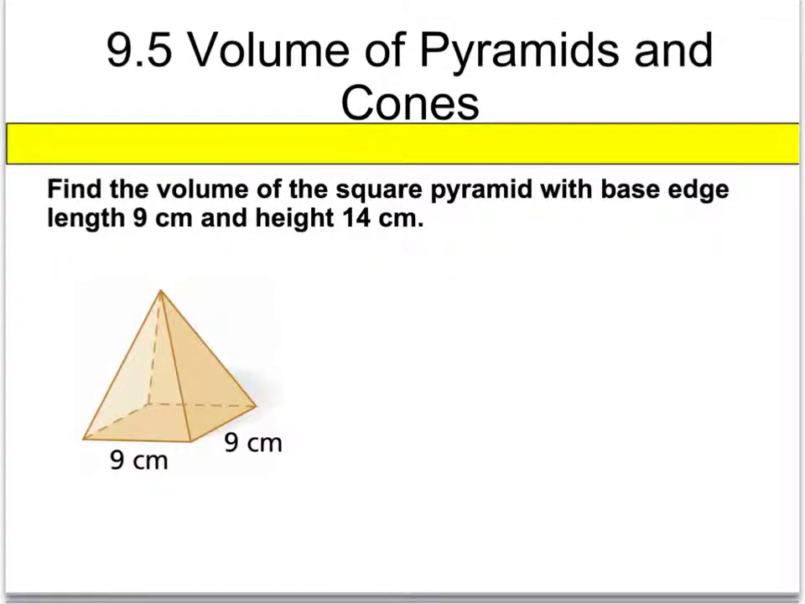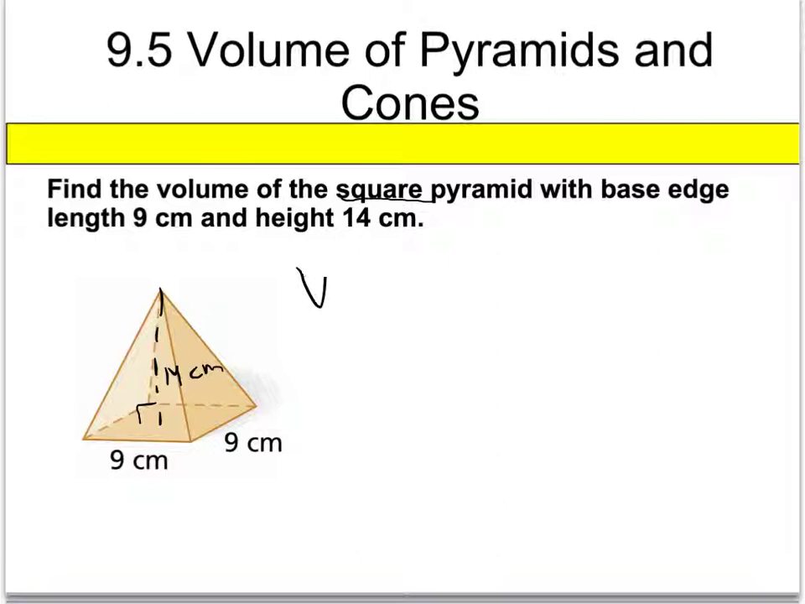Looking at this first example, it says, find the volume of the square pyramid with the base edge length of 9 centimeters and a height of 14 centimeters. Okay, so according to that information, we know that we have a height of 14 centimeters. And that's really all the information we need to know. We need to know the area of the base, and we need to know the height. Okay, well, if it says that we have a square pyramid, we know how to figure out the area of a square. Remember, take base times height.